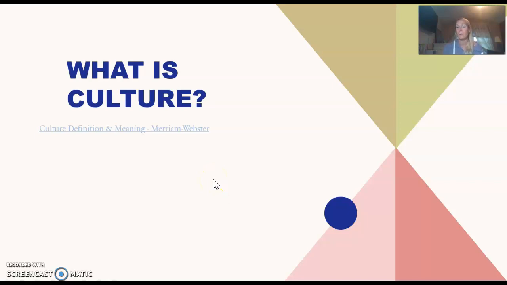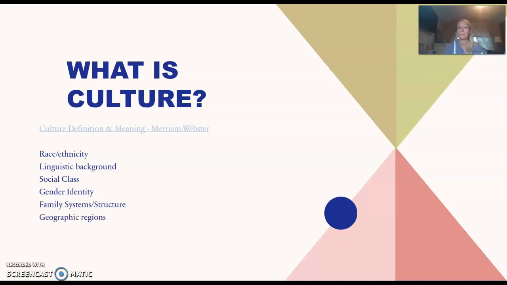That means when we talk about culturally responsive teaching, it can be related to race and ethnicity, also linguistic background. It can be related to SES, so social class, gender identity, family systems and structure, geographic regions, whether you're growing up in an urban, suburban, or rural environment, ability status, and whatever generation you are from. Age creates its own set of culture, and religion. And this is not an exhaustive list. So we have to think really holistically about it and what this means for our students.